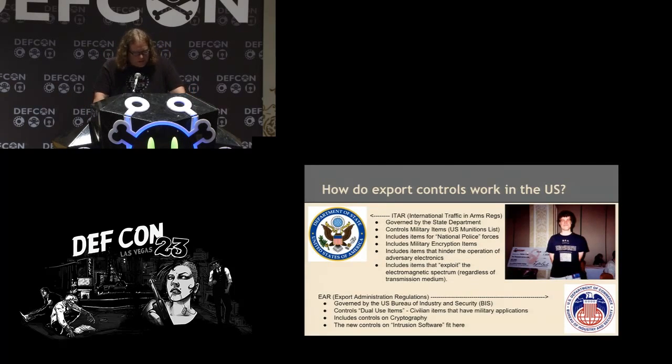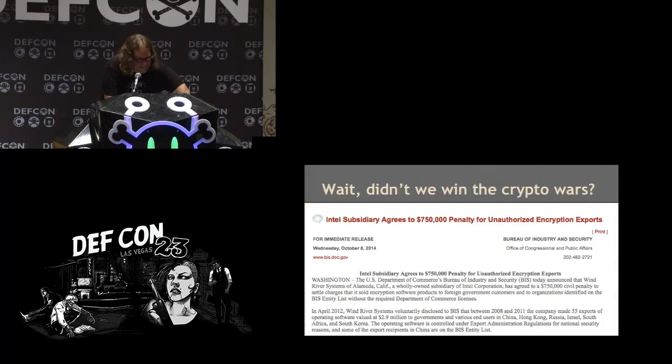Encryption is currently controlled by the Department of Commerce under the EAR. I just wanted to clarify that distinction because we talk a lot about ITAR in this community. It's important that people understand the distinction between the dual-use items that are controlled by the EAR, the Export Administration Regulations under the Department of Commerce, and arms which are controlled under the Department of State. The new intrusion software controls would fit under BIS and not under Department of State.